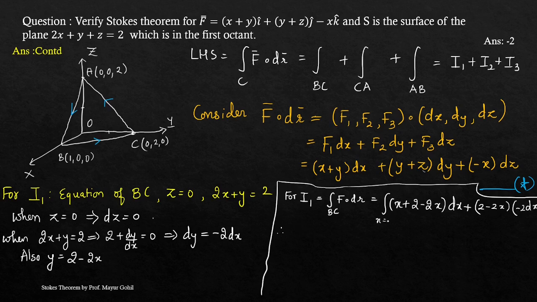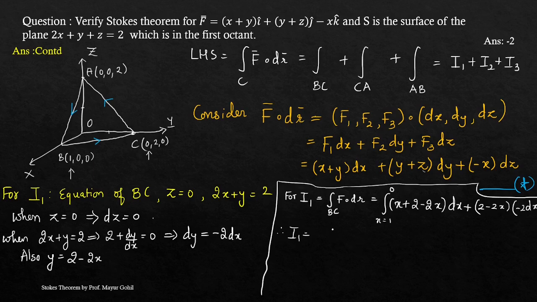Therefore, x is going from 1 to 0. It is clearly visible in the equation of BC. Even if we see the coordinates over here, x is starting from 1 and here x has become 0. So that is how you can straightforwardly write the limits of x. Now let us simplify this.